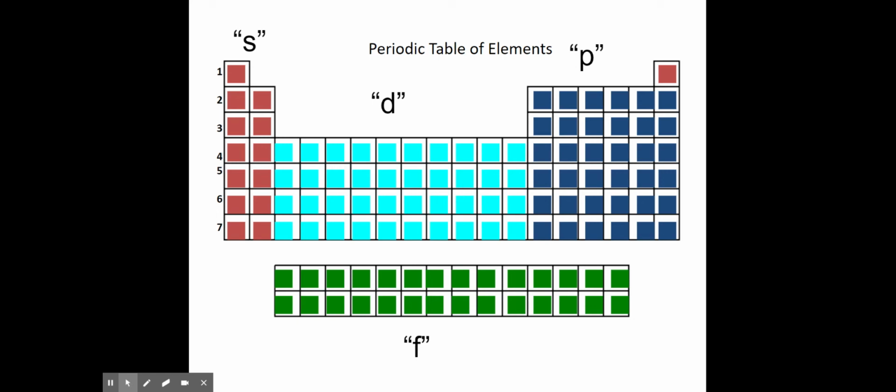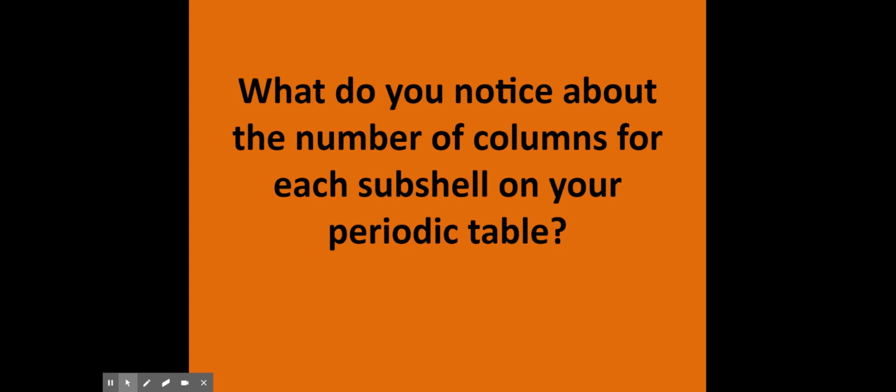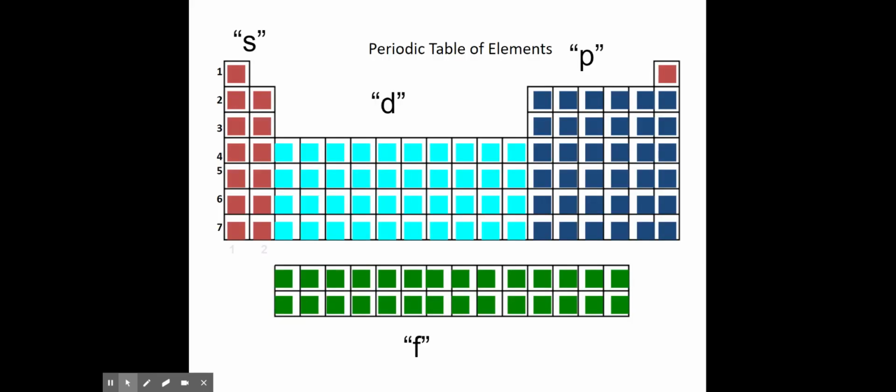Now, if you count how many columns, you'll see it agrees exactly with the number of electrons in each orbital. The S has 2 columns. P has 6 columns. D has 10 columns. F has 14 columns. This is not a coincidence. This is explaining why the periodic table is drawn with the shape that it has.